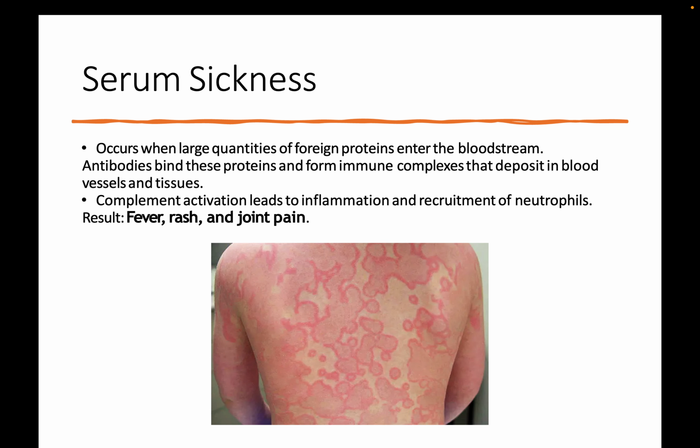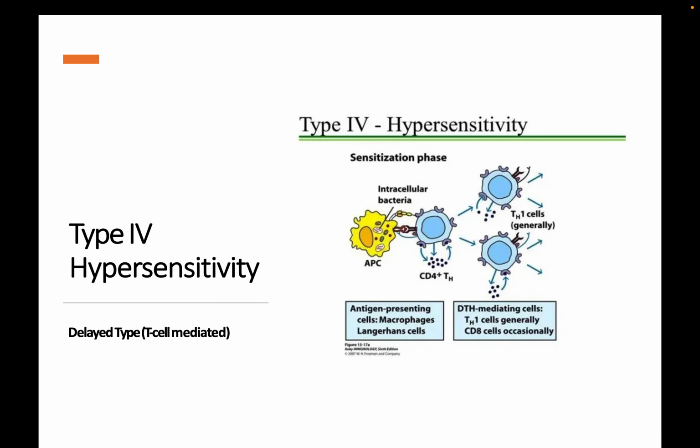Another one is serum sickness. Serum sickness is usually when a big quantity of foreign antibody enters your bloodstream, so this is also very systemic. Your antibodies now bind to it after sensitization, and the complexes deposit in blood vessels and tissues. You get fever, rash, joint pains, and very weird rashes all over your skin. This is called serum sickness. You are literally sick of your own serum, your own blood, because it has so many proteins binding everywhere, these kinds of immune complexes.